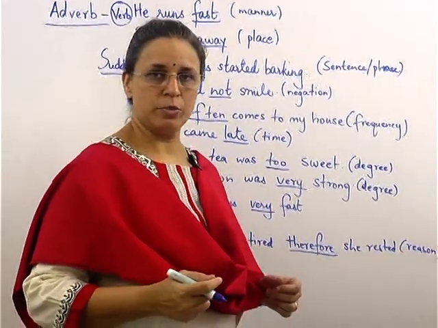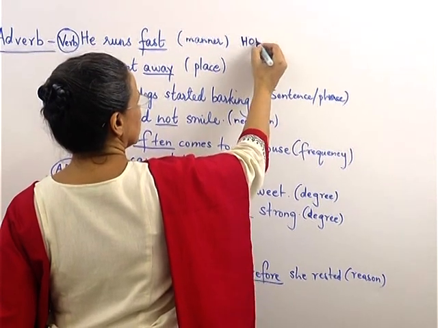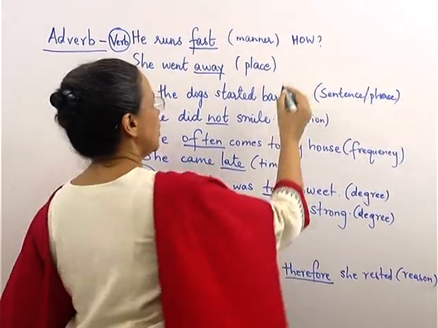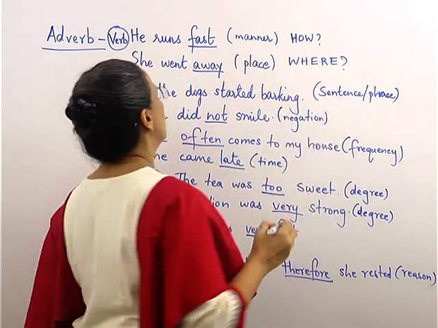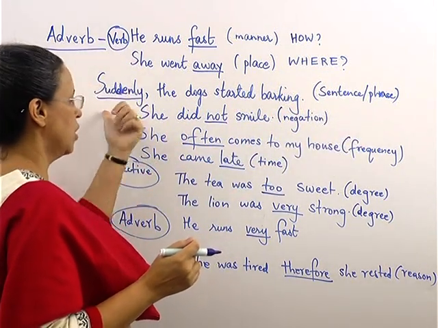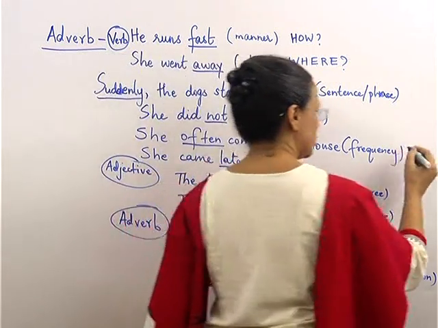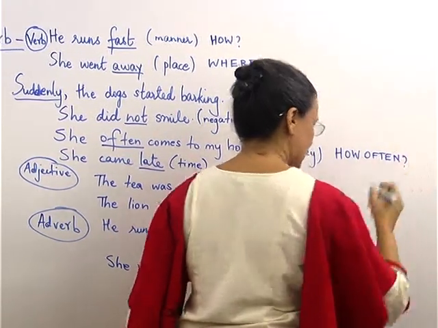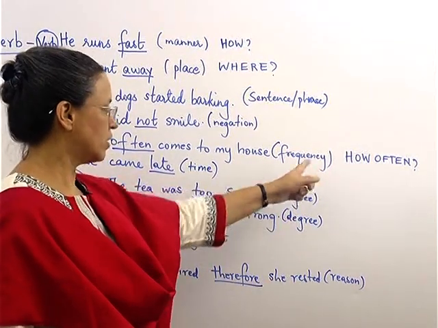Now how to know which type of adverb it is? If it is of manner, we ask the question how, and we get the answer. How did he run? He ran fast. If it is place, we ask the question where. Where did she go? She went away. When it is sentence and phrase, of course it comes in the beginning itself. For negation, we have not. Often. So for frequency, you will ask the question how often. Again and again, sometimes, many a times, seldom, rarely. So according to that you will get the answer.